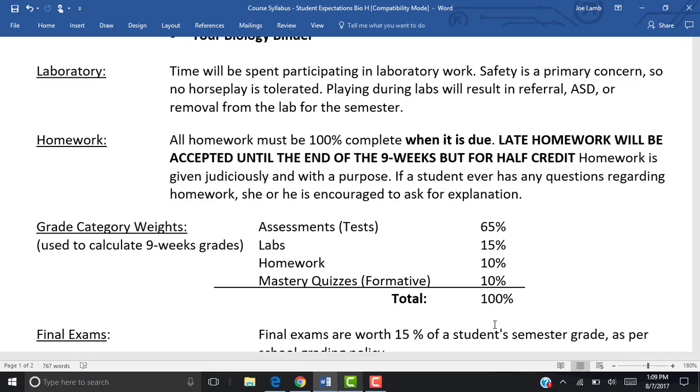Homework needs to be 100% complete when it's due. I do accept late work, but only until the end of the 9 weeks, and you will only get half credit for it. So please make sure that you get your homework done and turn it in on time. I give homework for a reason. I give homework for practice. Practice makes perfect. So please make sure that you complete your homework, and if you have any questions in regards to the homework, please ask for an explanation, and I will gladly explain why I've assigned homework and what the goals of the assignment are.